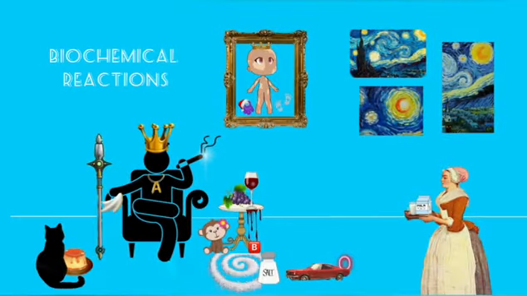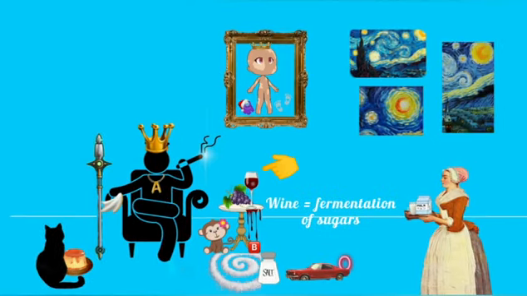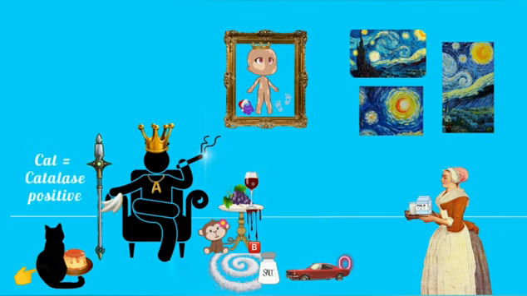Let's find out some biochemical reactions. The vine in the scene represents that Staph aureus can ferment many sugars, whereas the cat represents catalase positive reaction. The jello on the cat's plate symbolizes coagulase production by Staph aureus.